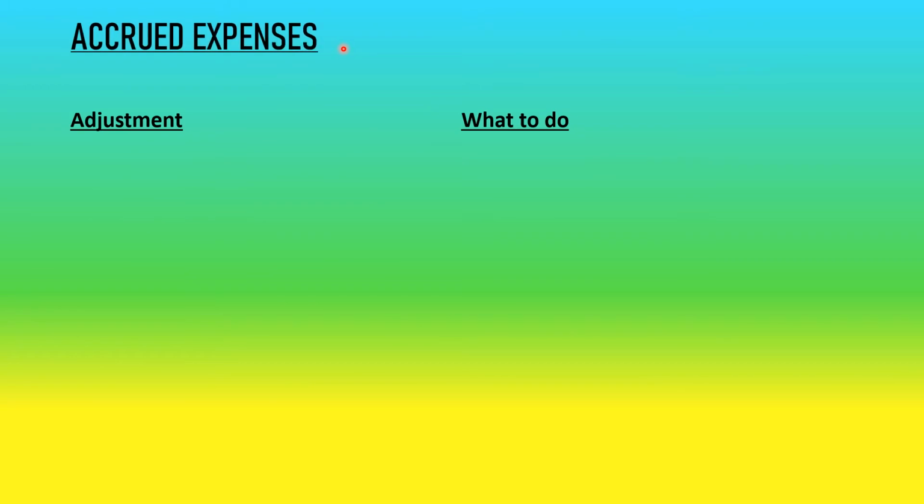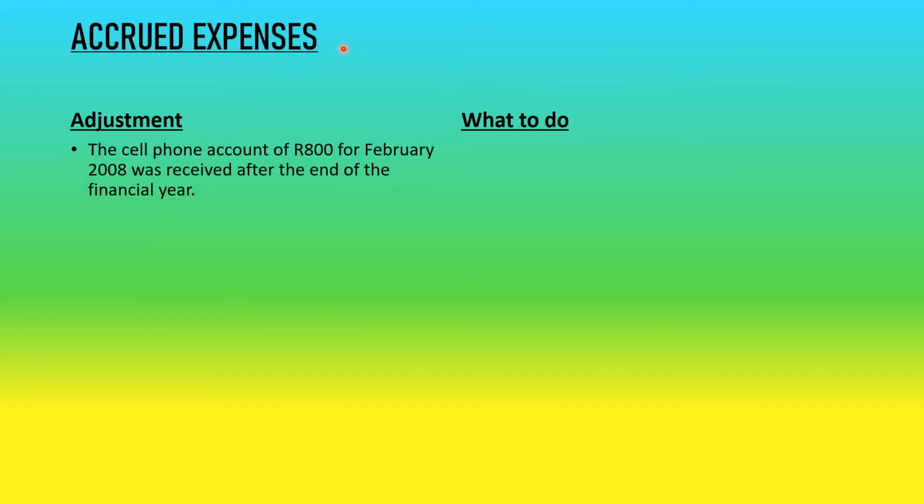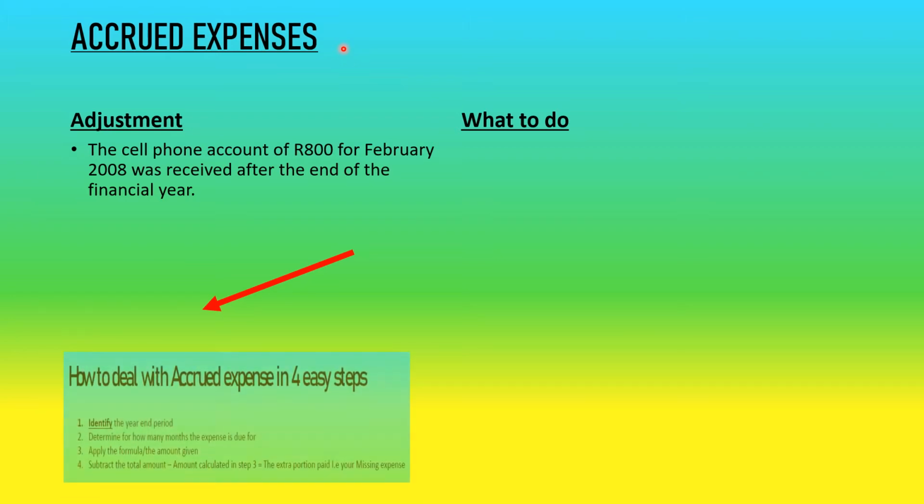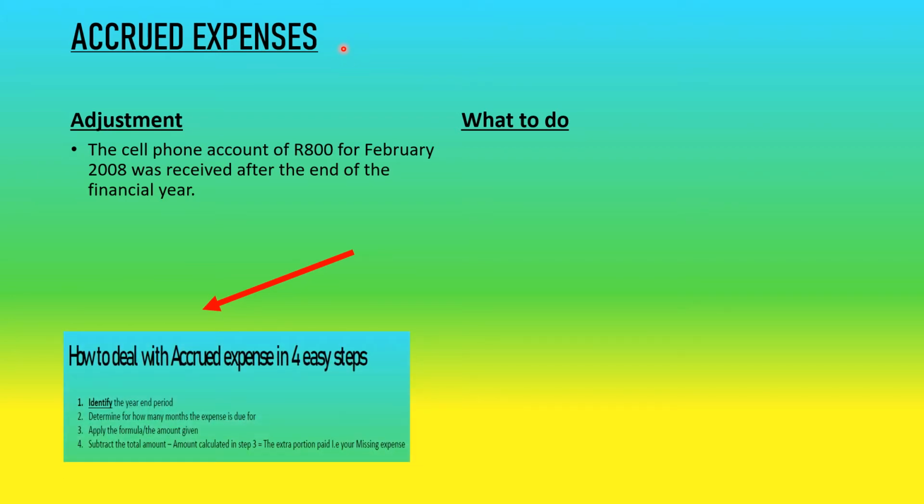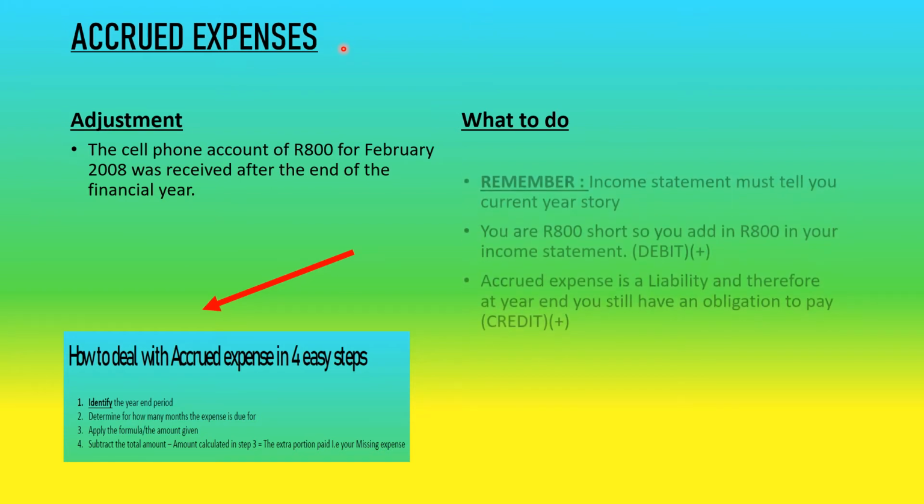So here's our first adjustment for the lesson, and that adjustment relates to accrued expenses: the cell phone account for 800 Rand for February was received after the end of the financial year. I've done a full video on accruals, so if you are still unsure about accruals, please watch the video. But for this purpose, we've now got the adjustment. We've identified this as an accrued expense because we have not yet paid this expense, but it's an expense that needs to be accounted for this year.